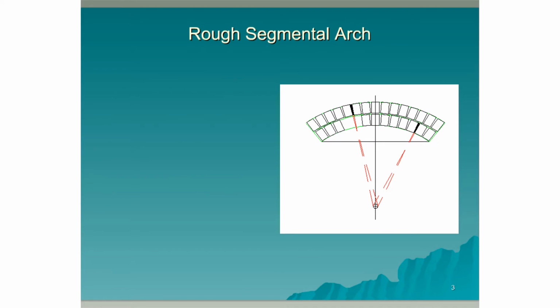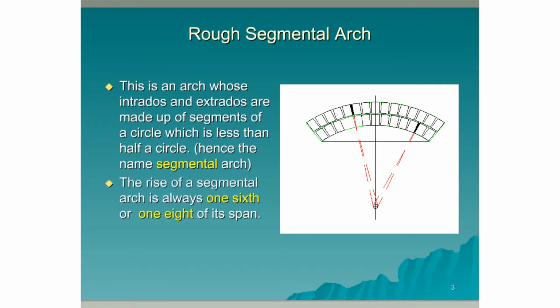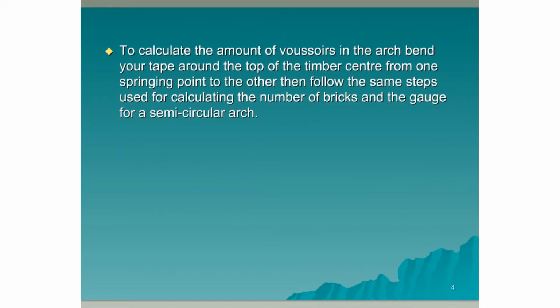Rough segmental arch. This is an arch whose intradose and extradose are made up of segments of a circle, which is less than half a circle, hence the name segmental arch. The rise of a segmental arch is always 1/6 or 1/8 of its span. To calculate the amount of voussoirs in the arch, bend your tape around the top of the timber centre from one springing point to the other. Then simply follow the same steps used for calculating the number of bricks and the gauge for a semicircular arch.